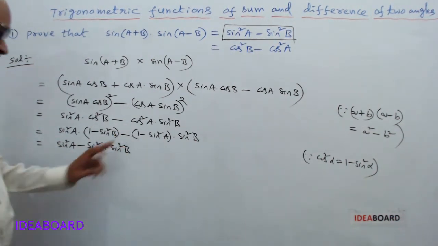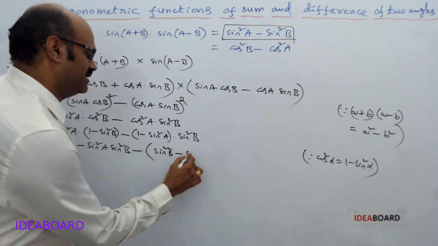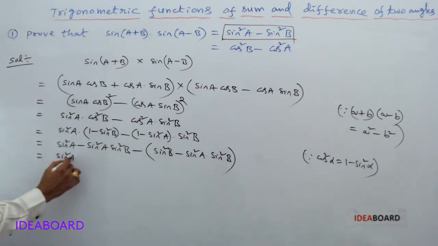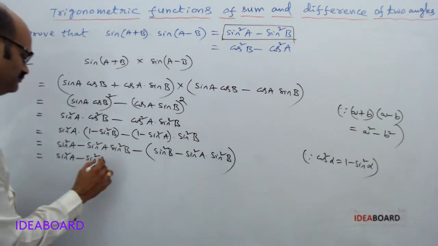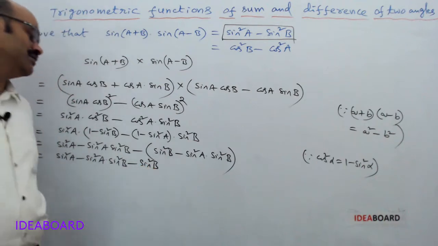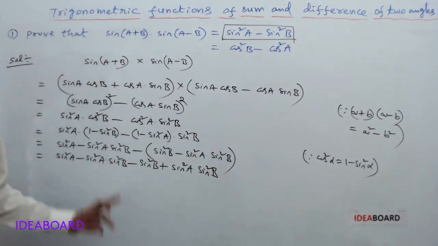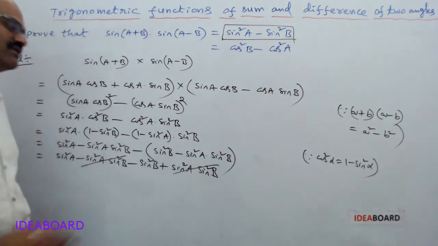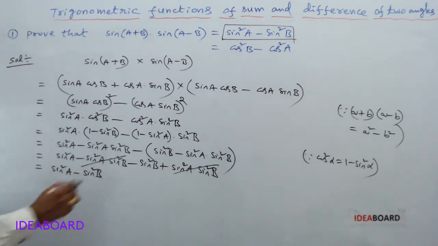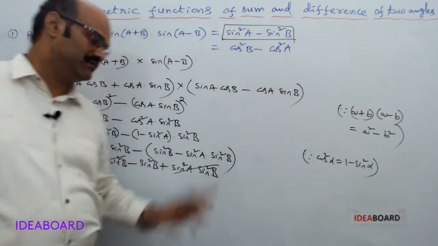Therefore it is equal to sin² A minus sin² A sin² B, minus 1 into sin² B, minus sin² A into sin² B, that is sin² A minus sin² A sin² B minus sin² B, minus into minus plus sin² A sin² B. Then minus sin² A sin² B plus sin² A sin² B equal to 0, so we have sin² A minus sin² B. Therefore, sin(A+B) into sin(A−B) equal to sin² A minus sin² B.